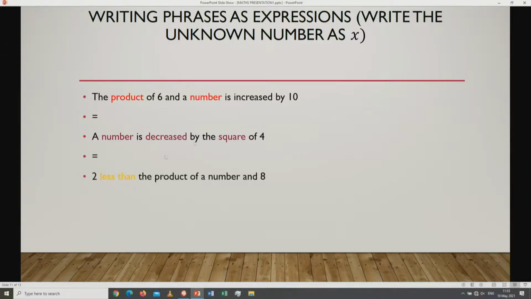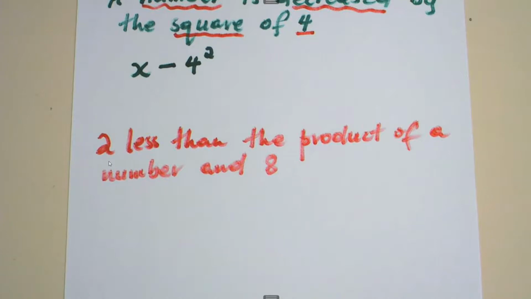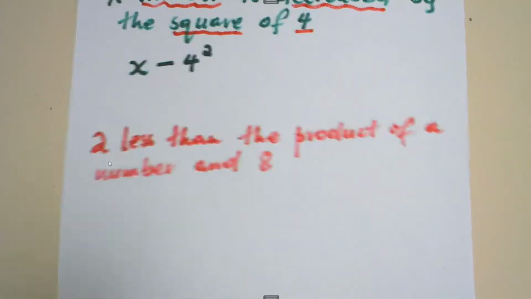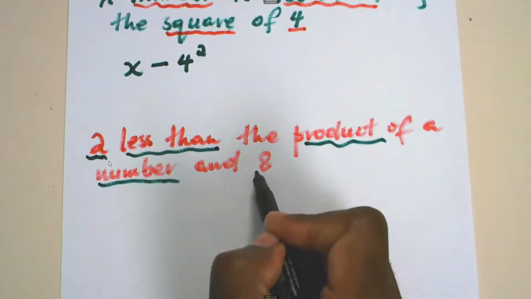Right. Again here, the third one: 2 less than the product of a number and 8. 2 less than the product of a number and 8. We are given 2, we are given less than, we are given the product, we are given a number, and we are given what? 8.